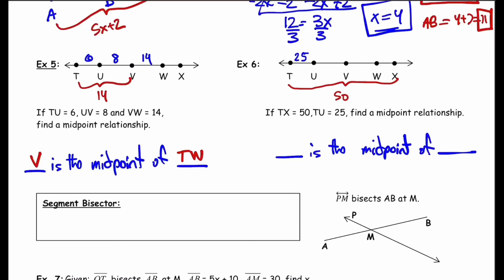So what I hope you guys recognize here is that 25 is half of 50. So if just this piece here is 25, that means this piece here has to be 25, because 25 plus 25 equals 50. That makes U the midpoint of TX. U is the midpoint of TX. And that would be the solution to that one.